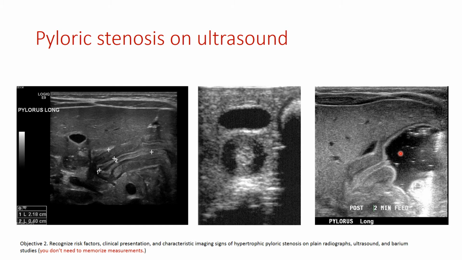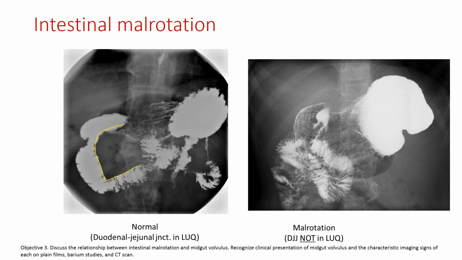Oftentimes what we would do is give the patient a little bit of sugar water or formula, or actually not a little bit, as much as the patient wanted. Usually, because they're not getting nutrition, these kids are really hungry, so they'll just gobble that stuff down. And we'll watch to see if this pyloric channel opens up and if any of this fluid passes. Here it's 2 minutes post-feeding, and they're showing us that this fluid is still all within the stomach, and this is pyloric stenosis. Okay, so that's pyloric stenosis.